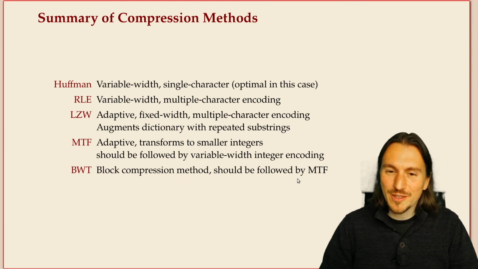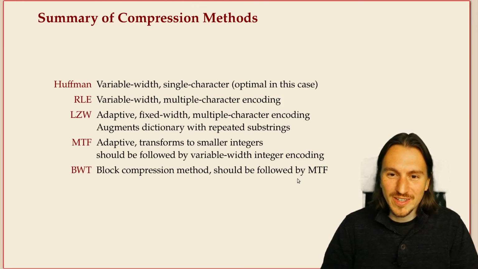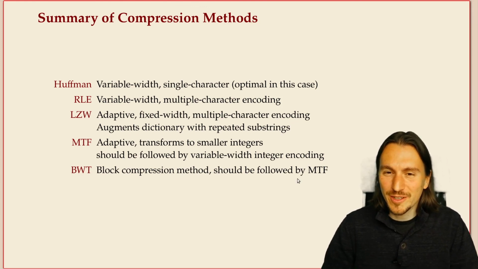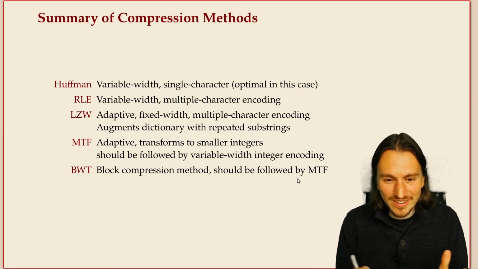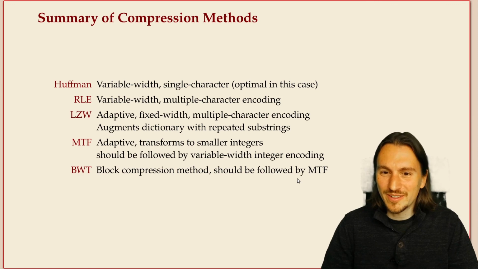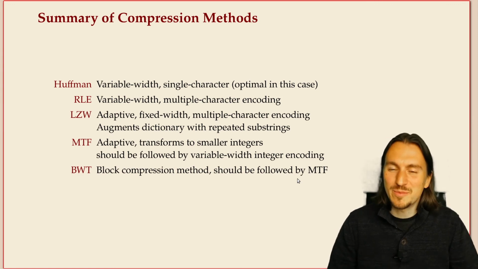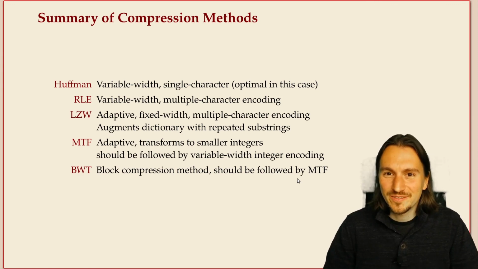And then the 2 text transforms: the move to front, to transform simple repetition into redundancy of the characters, and then finally the BWT that allows us to group things by context and thereby greatly amplify the compression that we can achieve.